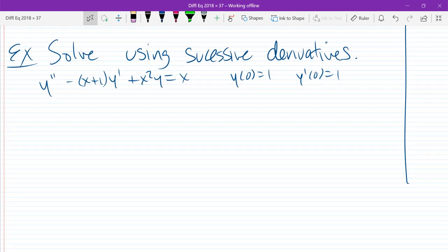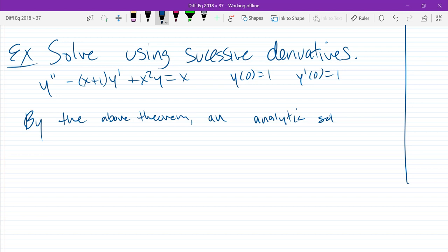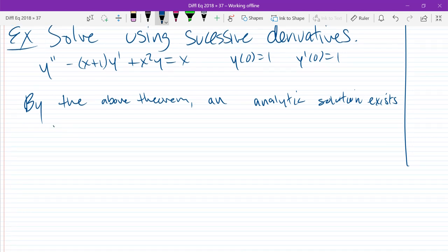All right, so we're not doing physics, we're doing math. So for us, vertical asymptotes are just something to look at on a graph. We don't need to worry about what they represent. So we get the, I don't think I named that theorem, did I? I think I just called it theorem. So by above theorem, an analytic solution exists. So we'll go summation c_k x to the k.